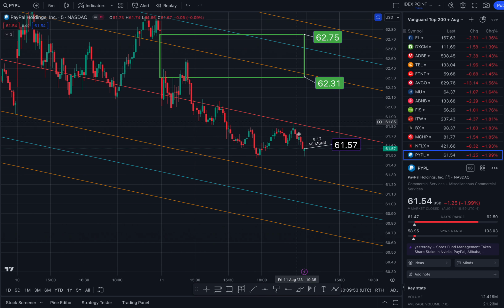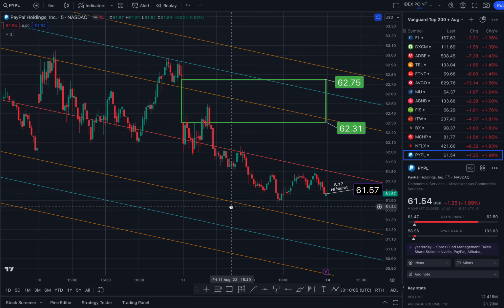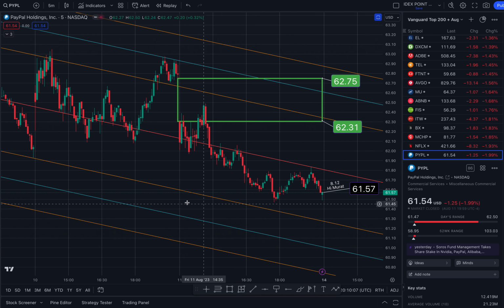Now, to the south side from where we are takes us to -2 standard deviations, and that is roughly 61.28, 61.01, and 60.74. Looking left, note the sell-off here at resistance. This is a line of resistance, another line of resistance, and this line is support, and note the bounce at support.